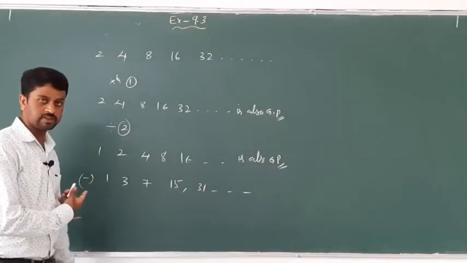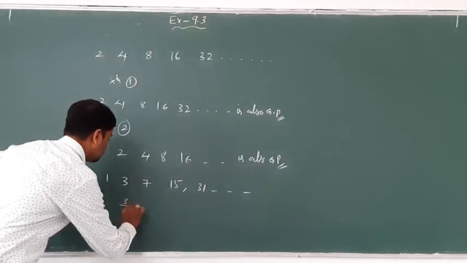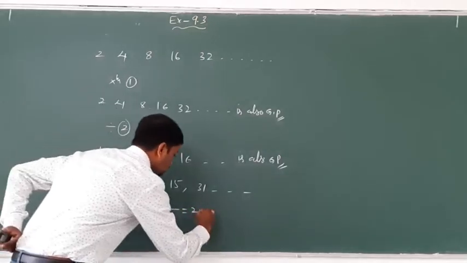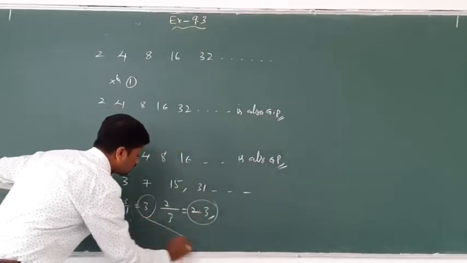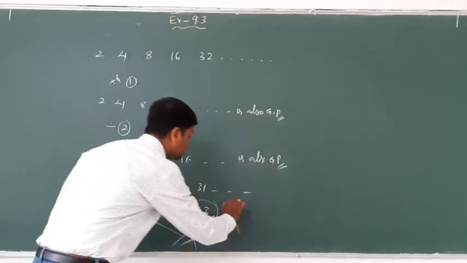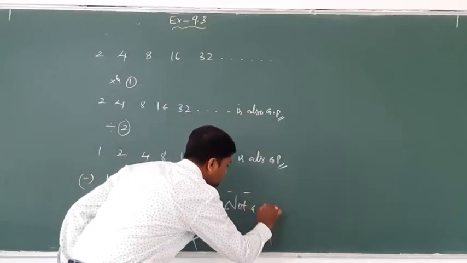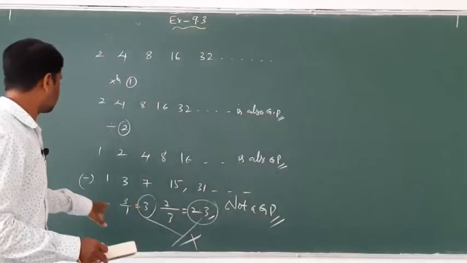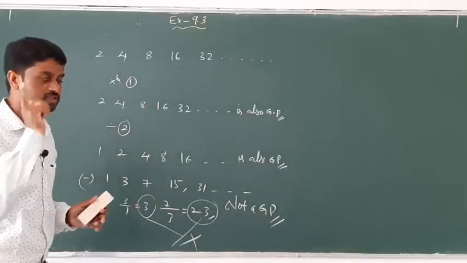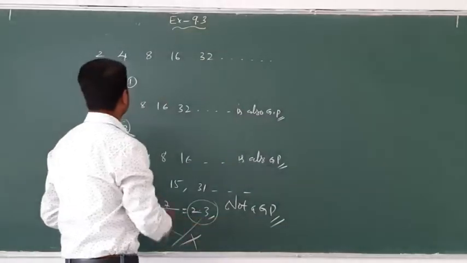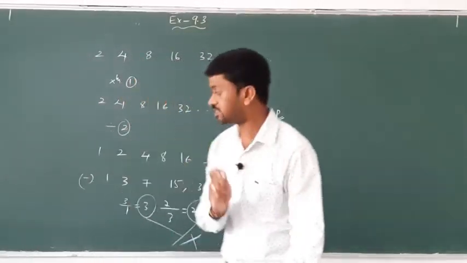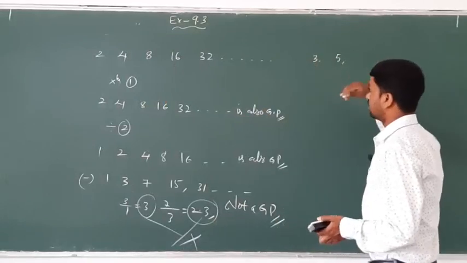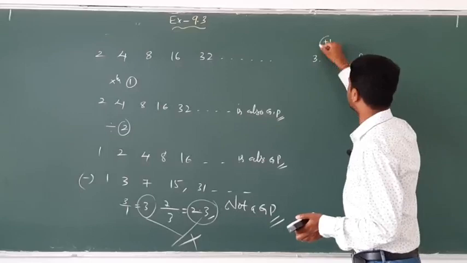Observe: 3 divided by 1 is equal to 3, 7 divided by 3 is 2.3. Therefore the ratios are different, therefore it is not a GP. Likewise, adding the constant 1 to the given GP: 2 plus 1 is 3, 4 plus 1 is 5, 8 plus 1 is 9.